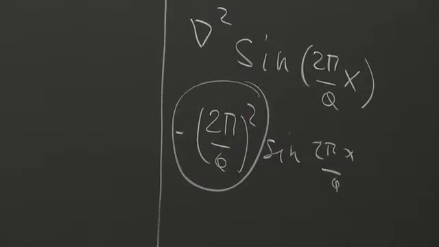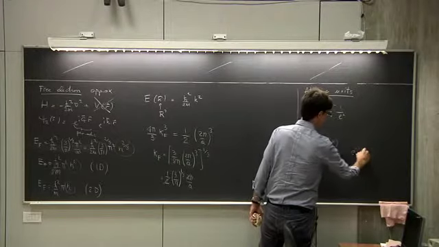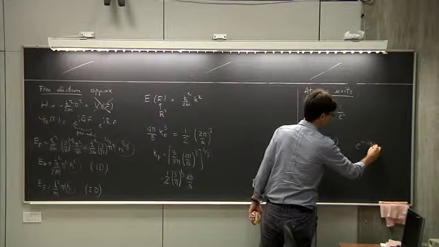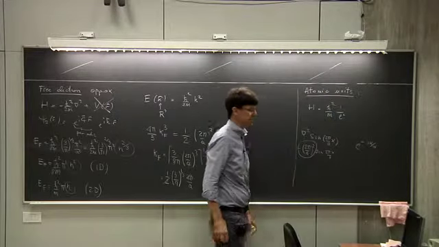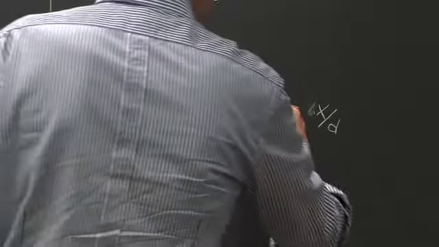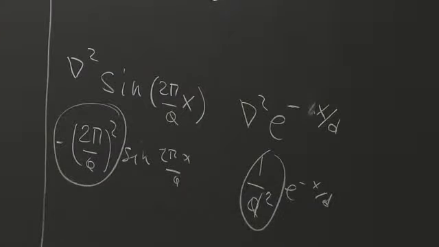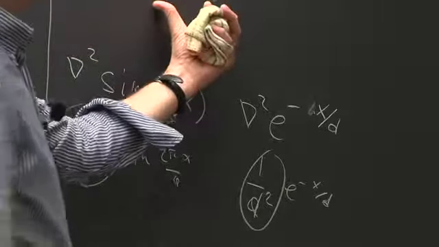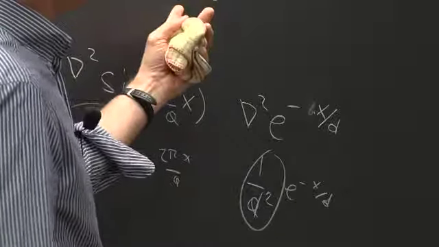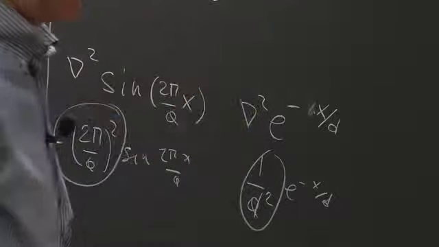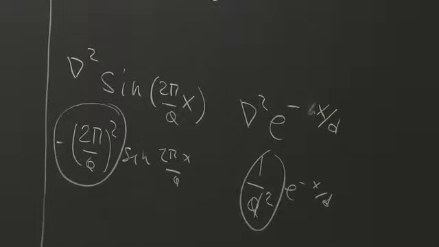Same with the exponential. If I have e to the minus x over d, where d is the characteristic decay length of this exponential, I take delta square, and I get 1 over d squared times e to the minus x over d, right? So what comes out is always the typical extension of the wave function. So kinetic energy dimensionally gives me something of the order of ħ squared over m, 1 over the typical dimension of my problem, squared.